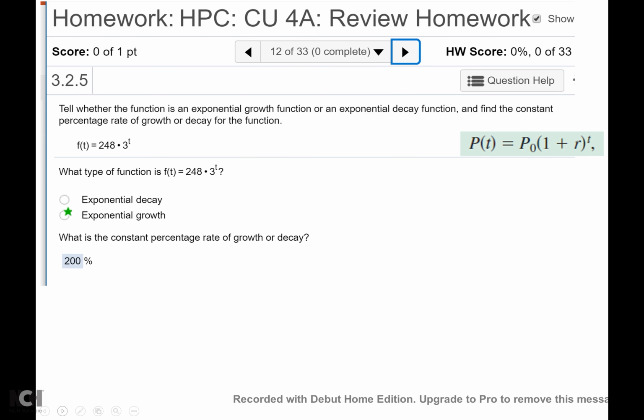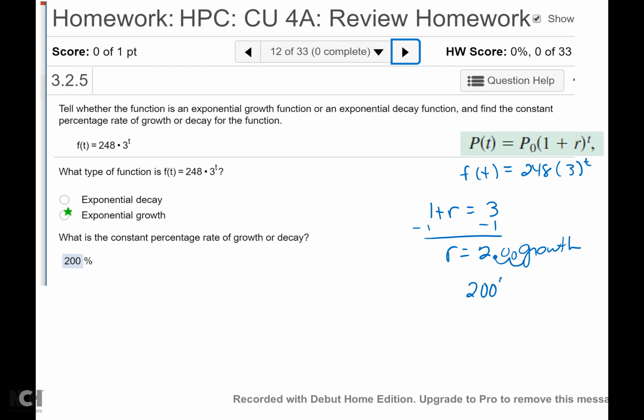It says tell whether the function is exponential growth or decay and find the constant percentage rate. Again, here's my exponential function, and they're giving me f of t equals 248 times 3 to the t. So 1 plus r has to equal 3, so minus 1 minus 1, r equals 2. That's bigger than 1, which means it is growth. And to turn it into a percent, you move it 2 places over, which means the growth rate is 200%.